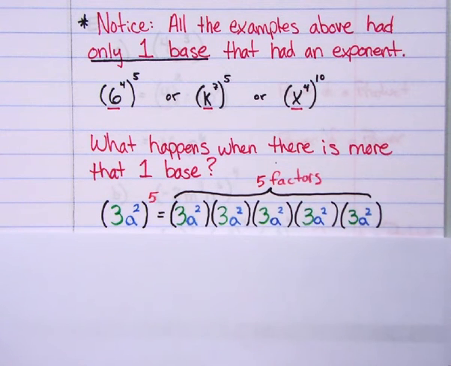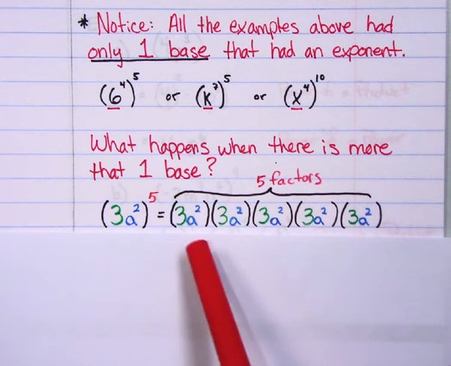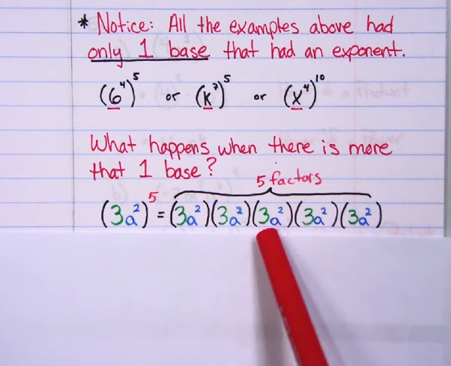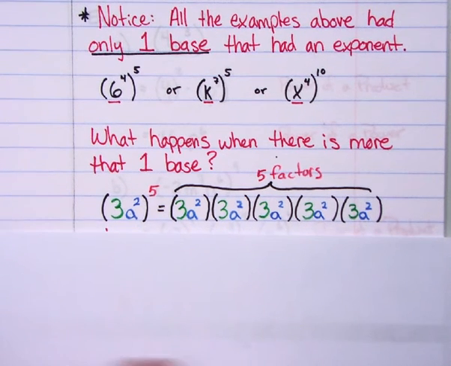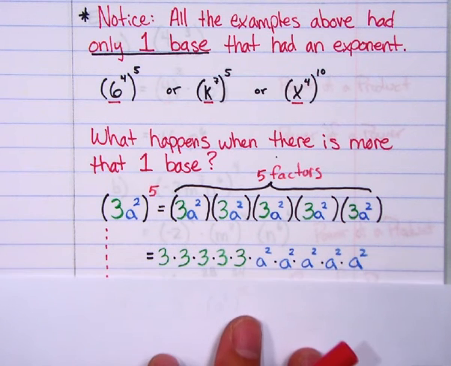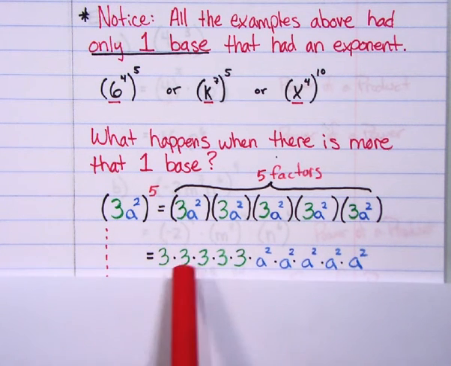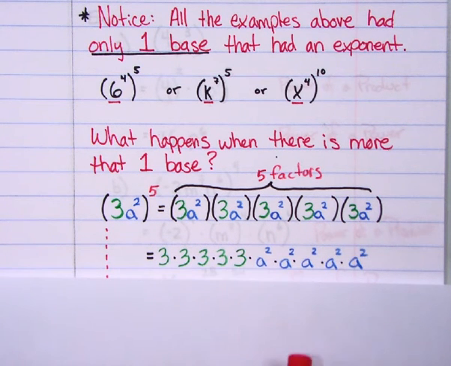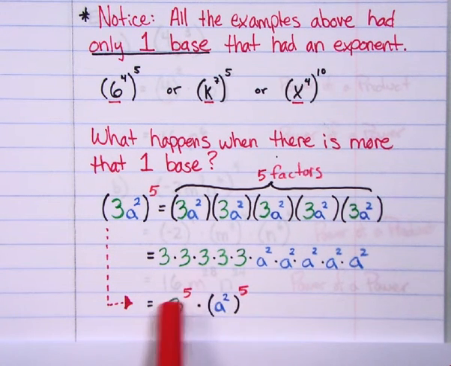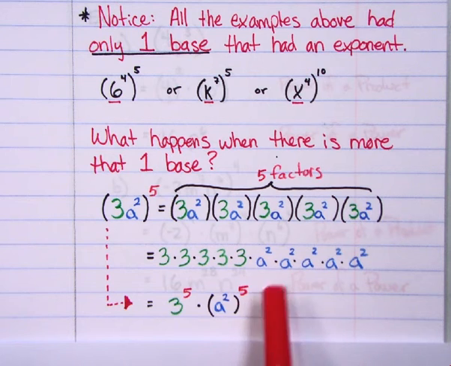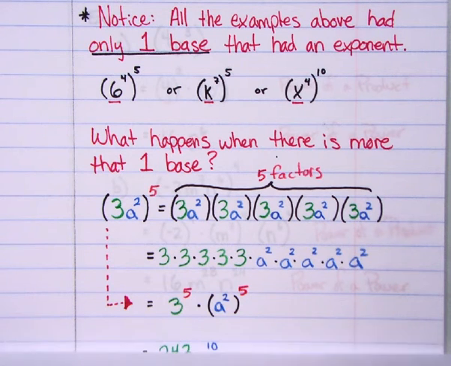I could just expand it all out and say, hey, there's 5 factors to this. 3a squared, 3a squared, 3a squared, 3a squared, 3a squared, 5 different ones. So I could think of this as, all right, well, let me put all the 3's together. 3 times 3 times 3 times 3 times 3. All the a squareds after that. And then, really there was 5 3's, 3 to the 5th, and 5 a squareds.